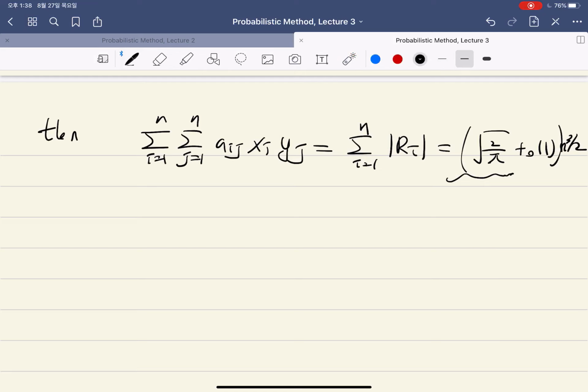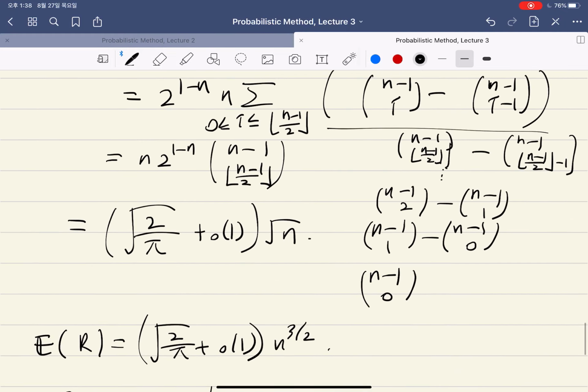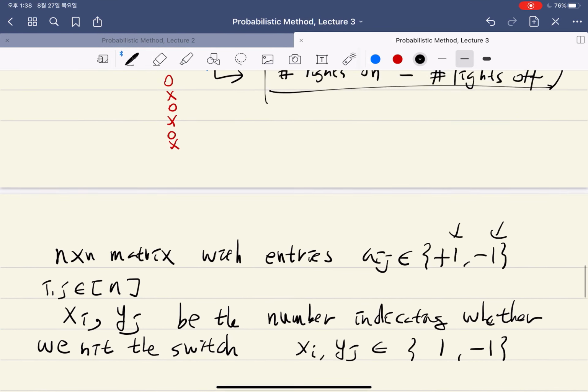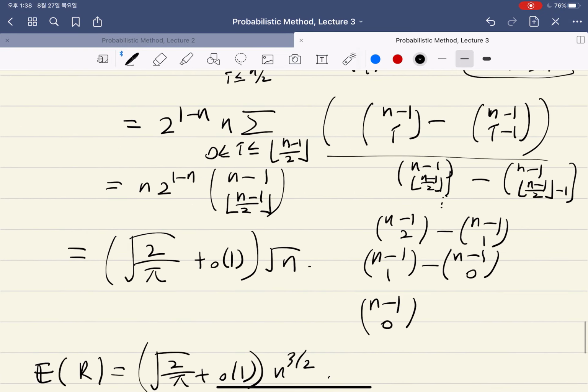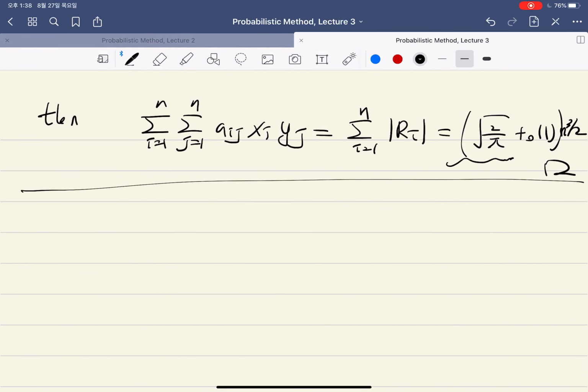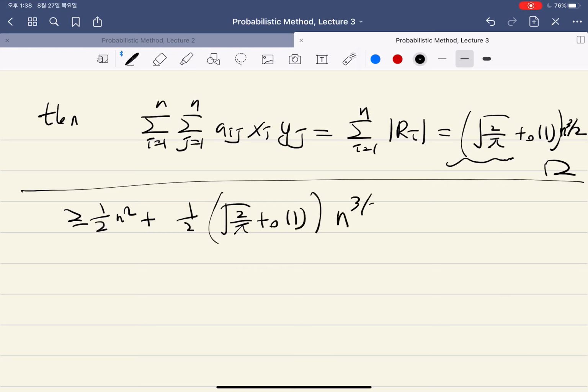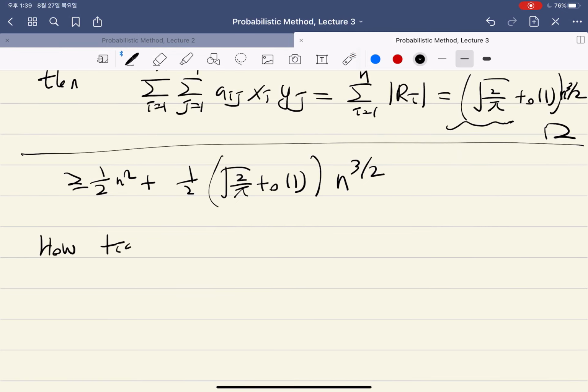And we can ask, okay, we initially wanted to turn all the lights on, but how many lights did we actually turn on? This shows that the number of lights turned on is half of n squared plus half of this number, which is n to the 3 over 2. So you might be a bit disappointed that this is much smaller than n squared, so it's subquadratic. So you can ask, can you actually improve? How tight is this bound?